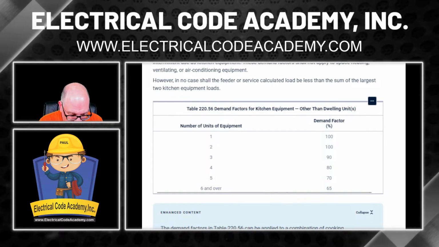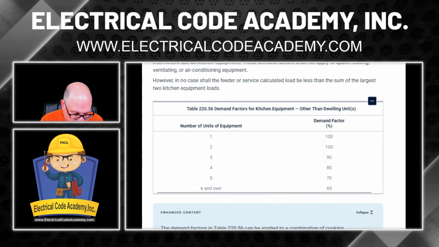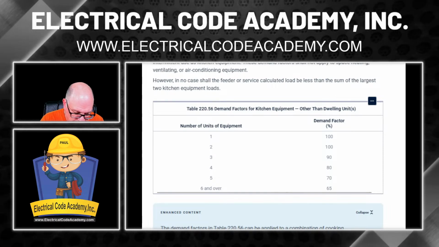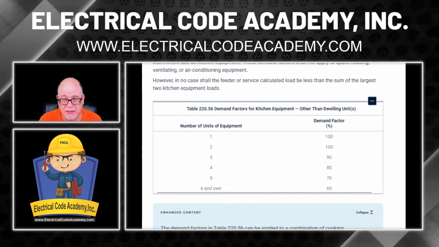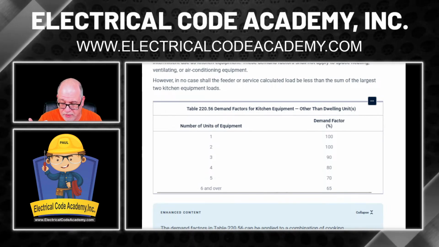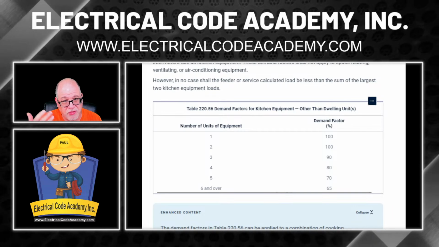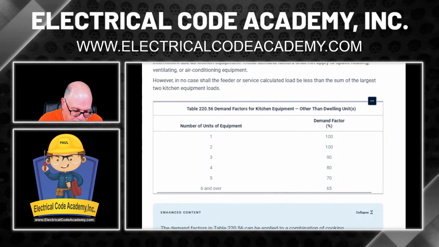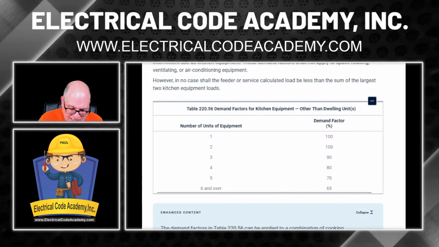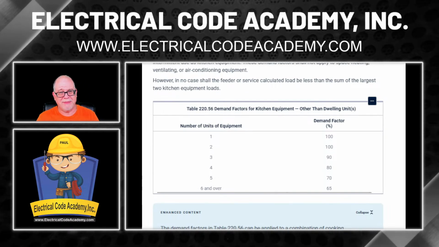So I get to take that 67.2, and I'm going to multiply that by 0.65, if that's how your calculator works, or you can just do it 67.2 times 65%. Most calculators do it both ways. That gives me 43.68 kW. Well, guess what?